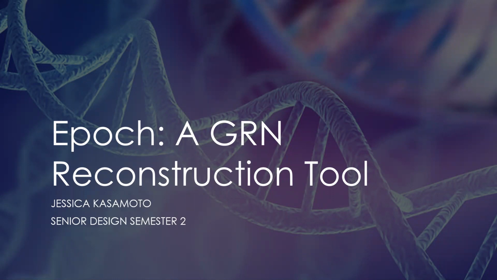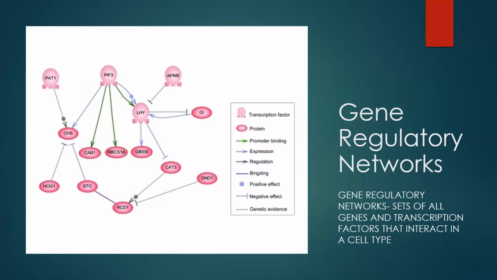So my senior design project is on creating and developing EPIC, a tool for gene regulatory network reconstruction. Gene regulatory networks, or GRNs, are essentially just a set of interactions between genes, transcription factors, and other protein regulators that control genetic expression and cell function. We can visualize these networks with diagrams like the one I have on the left. They show the interactions between the genes and transcription factors.